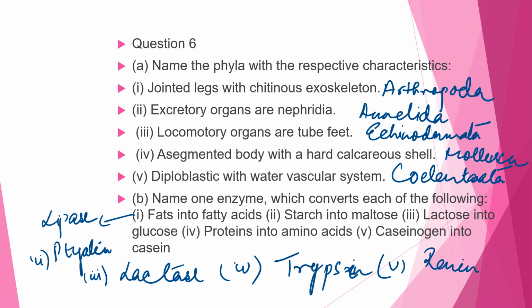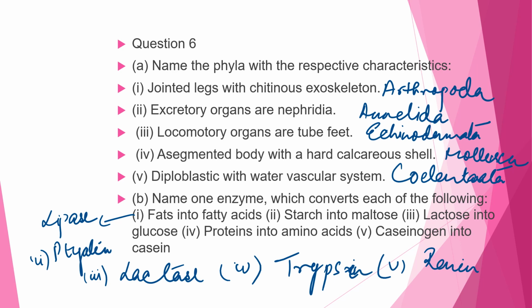Now in question number 6, they have given you a question: name the phyla with the respective characteristics. They have given you a characteristic of the phyla, and they have asked you the name of this phylum. So jointed legs with chitinous exoskeleton, which phylum does this represent? That is Arthropoda.